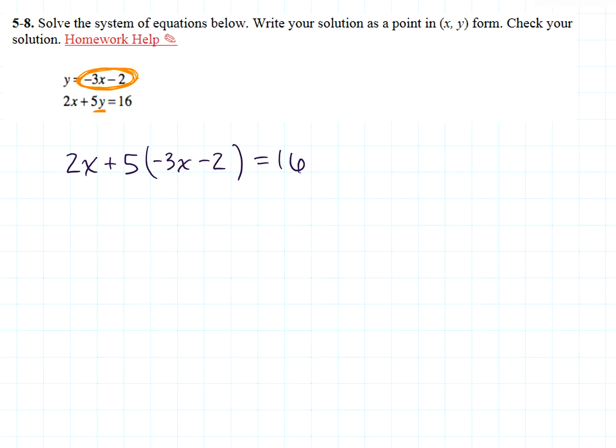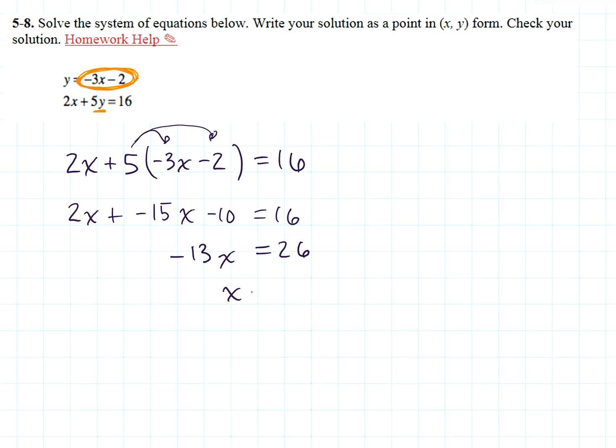Now, if I use the distributive property, right, I can rewrite this as 2x plus -15x, and so I'm distributing 5 times -3x, and 5 times -2 is minus 10, and that equals 16. Let's see, next I'm going to go ahead and add 10 to both sides so that I get that this equals 26 on the right-hand side. And if I combine my like terms on the left-hand side, I get 2x and -15x is -13x.